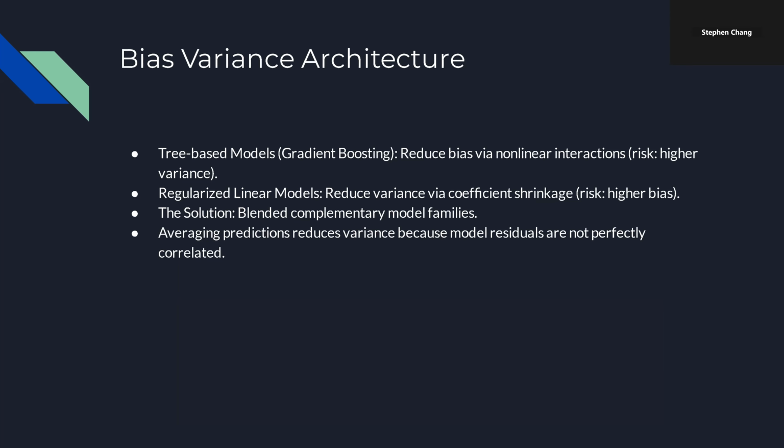Our modeling strategy focused on balancing underfitting and overfitting. The tree-based models capture complex patterns, which helps reduce underfitting, but they can become unstable if too flexible. Regularized linear models are more stable, but they may miss nonlinear structure. So instead of choosing one, we chose to blend them. Because their errors weren't identical, averaging their predictions reduces overall instability while keeping strong predictive power.